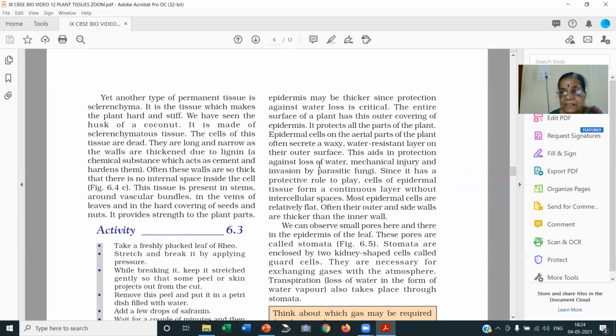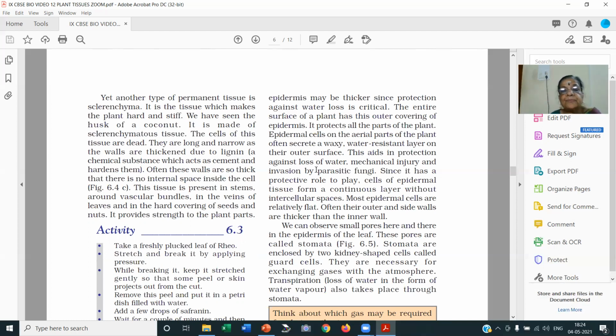It is gritty in nature, like in guava and walnut. Sometimes it is gritty in nature. The gritty nature is due to the presence of these sclereids, and it provides strength to the plants. I hope you understand.